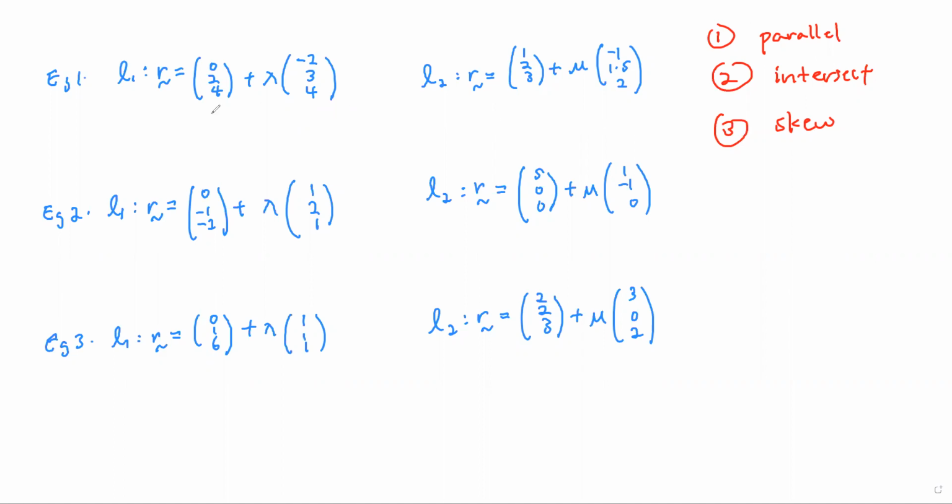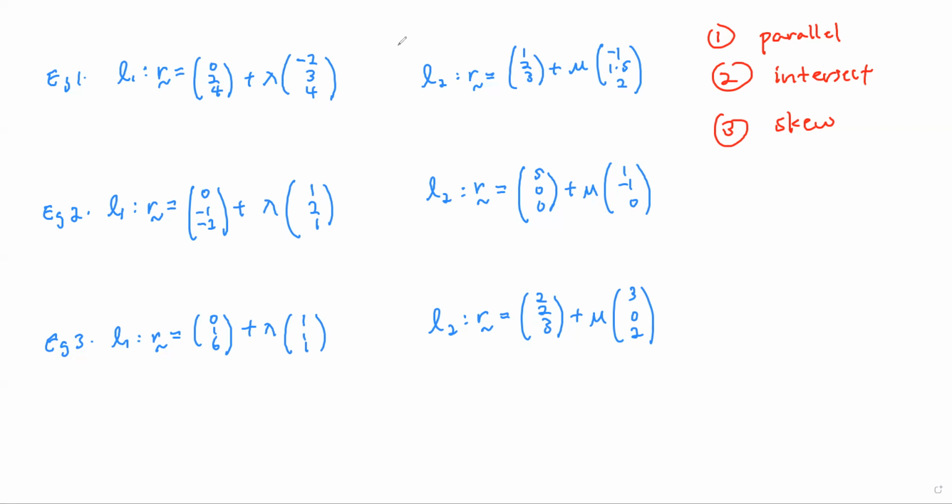Let's look at these three examples. It's designed in a way that each example corresponds to one of the scenarios. In general, what is the procedure? What is the thought process to determine whether it is parallel, intersecting, or skew?